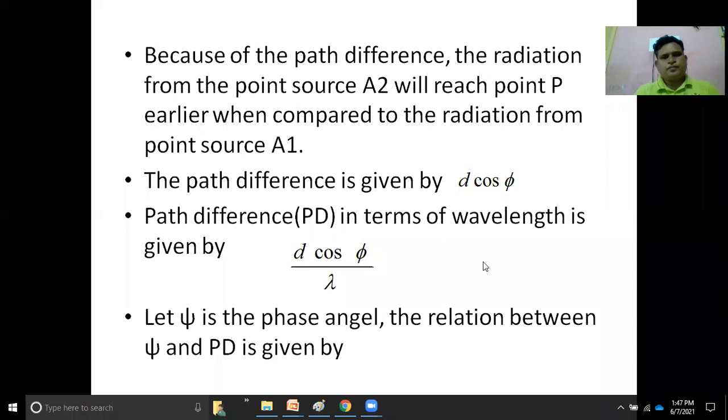The path difference is given by d cos phi. The path difference in terms of the wavelength, we have already seen. With respect to the wavelength, the path difference is d cos phi divided by lambda.